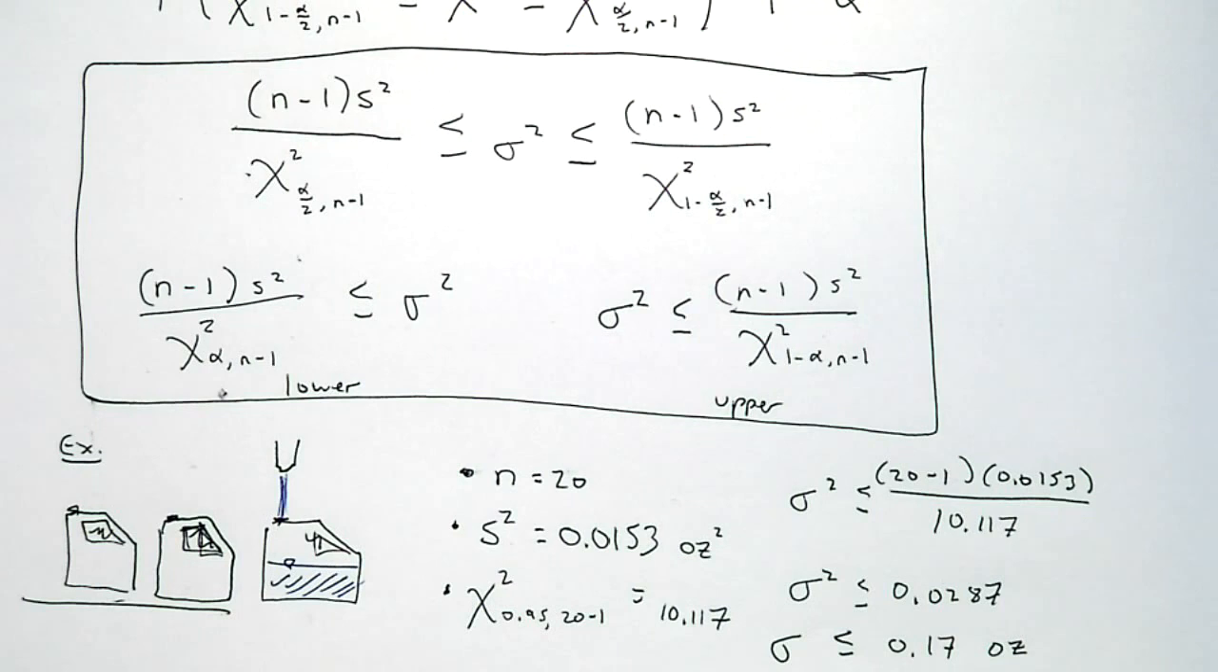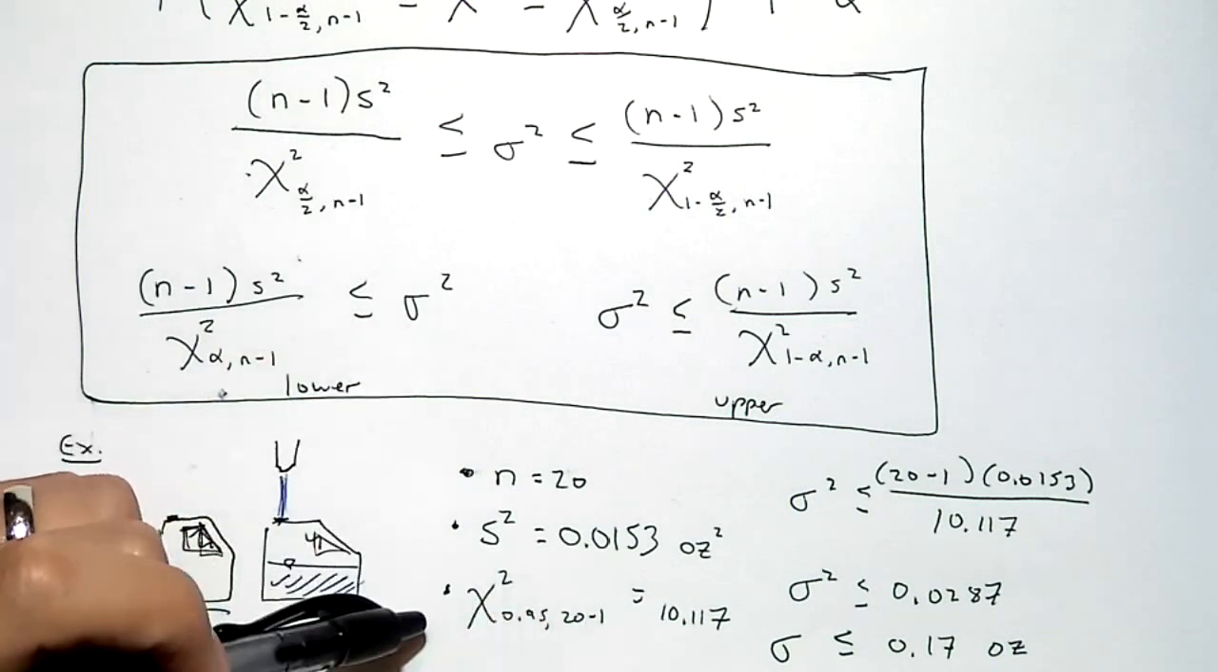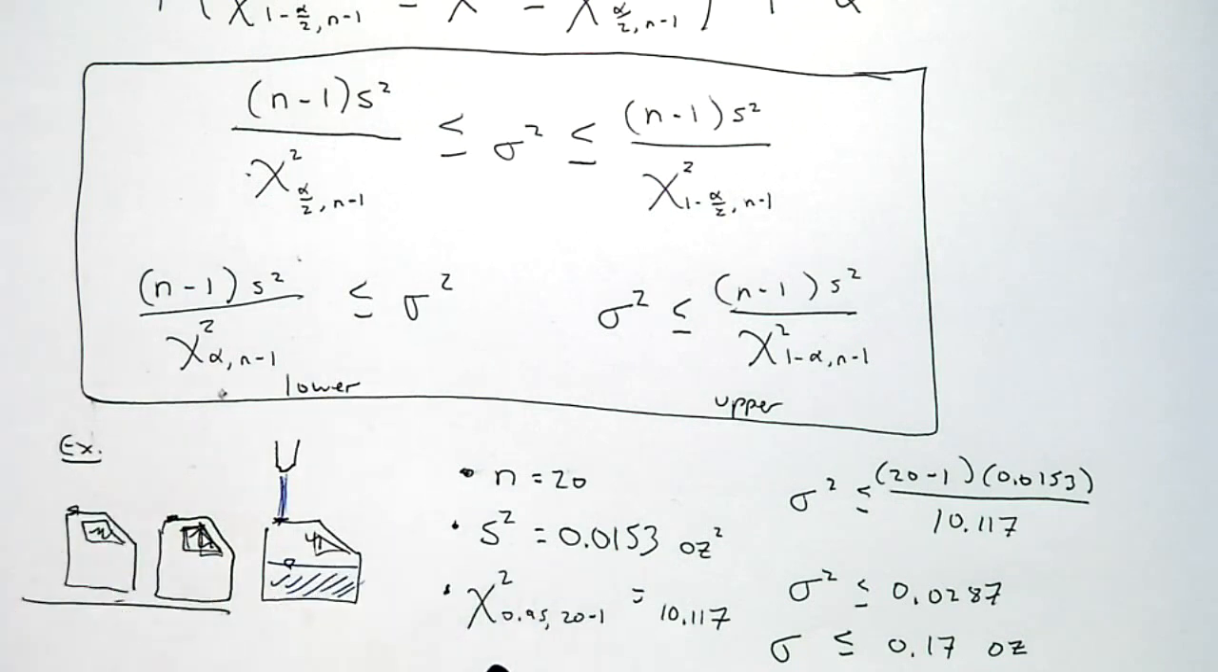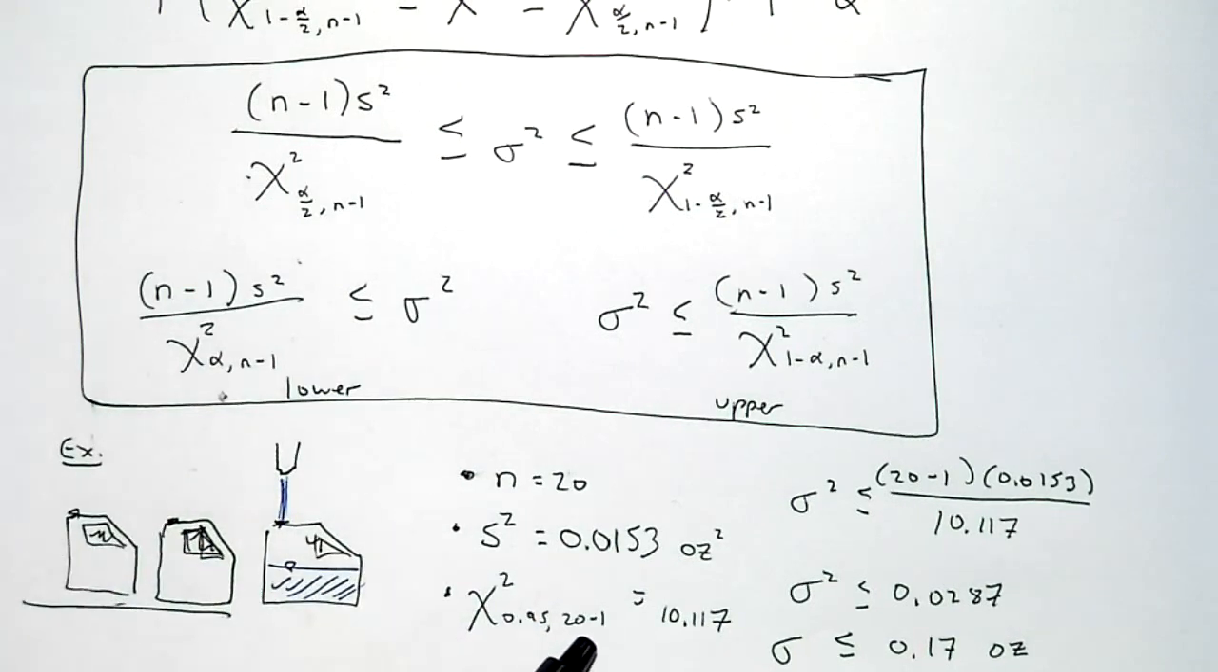Why did you use 10.1 again? Because that's the value we found from the chi-squared table. Remember, just like we have the z table and the t value table, we also have a chi-squared table. So for 0.95 and 19 degrees of freedom, n minus 1, the value the table gives you is 10.117.